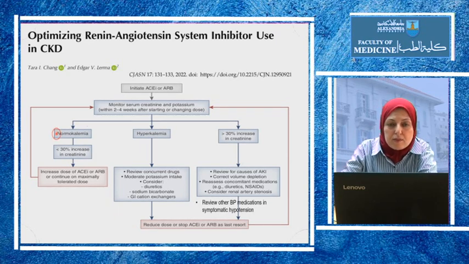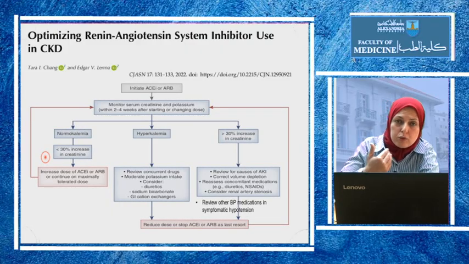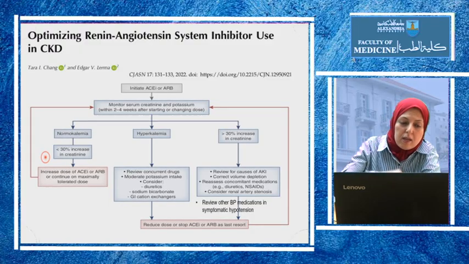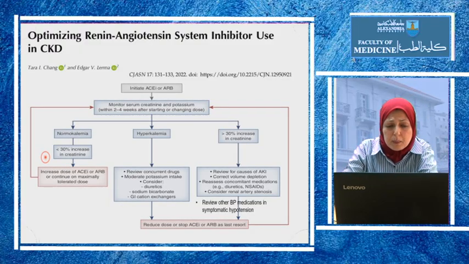If after 2 to 4 weeks there is normokalemia and there is no increase in creatinine or an increase that is less than 30% from baseline, we can continue ACE inhibitors or ARBs or even try to increase the dose with repeated monitoring. But if there is hyperkalemia, we should review concurrent drugs that cause hyperkalemia, decrease potassium intake in the diet, consider adding diuretics, sodium bicarbonate, and cation exchangers that decrease potassium absorption. And if the patient is still hyperkalemic, we should reduce the dose or stop it altogether.